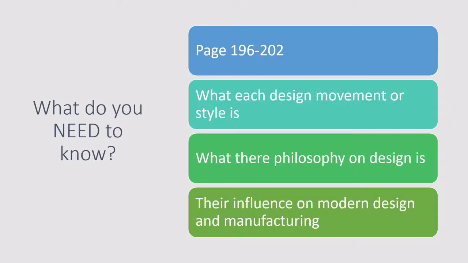What you need to do is, there are a lot more design movements than the ones I'm going to show you. This isn't a finished list. But these are the ones that AQA, the exam board, have said that you need to make sure you're aware of for the exam papers. What you need to know is what their style is, what their design philosophy or belief is, and then what influence they have had on modern day society. If you have a copy of the AQA textbook, it is on page 196 to 202.